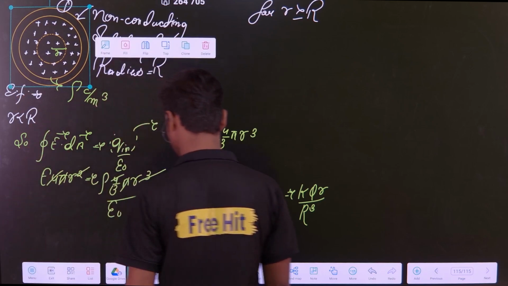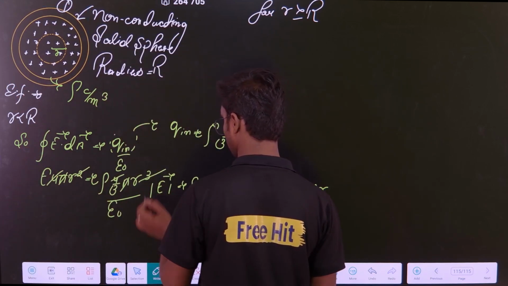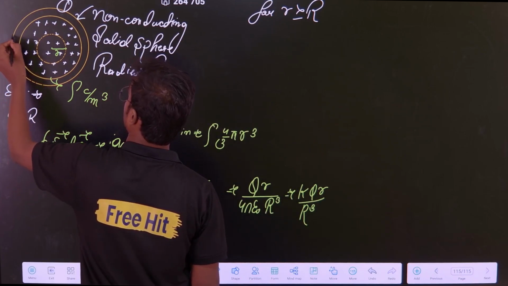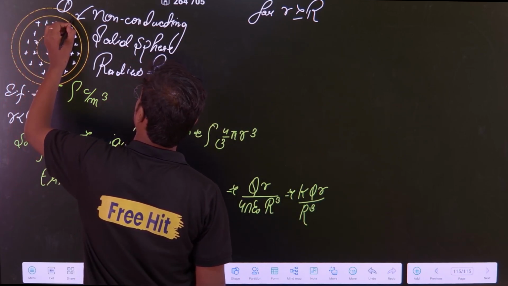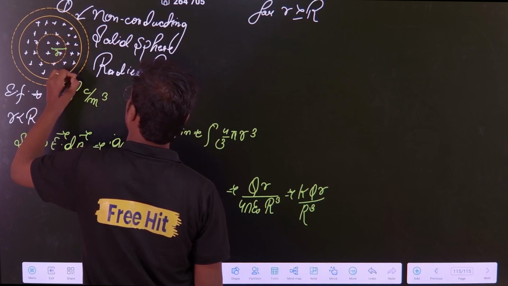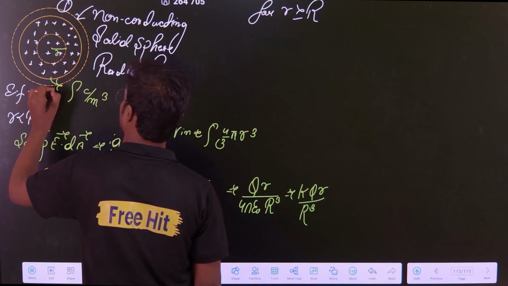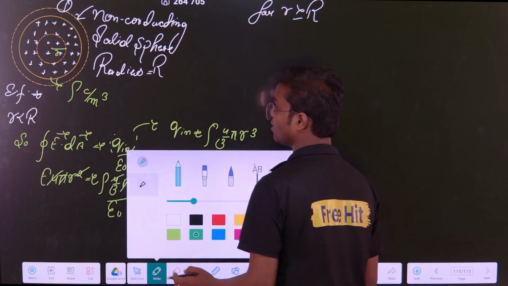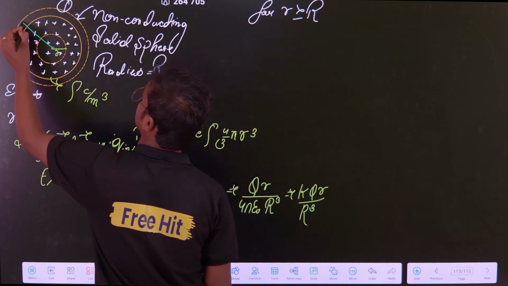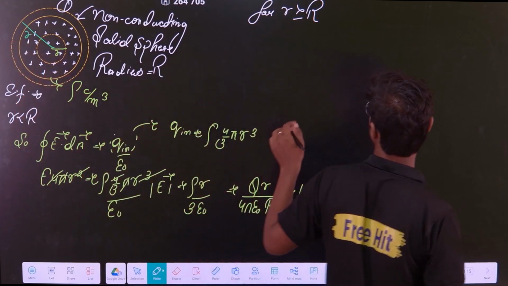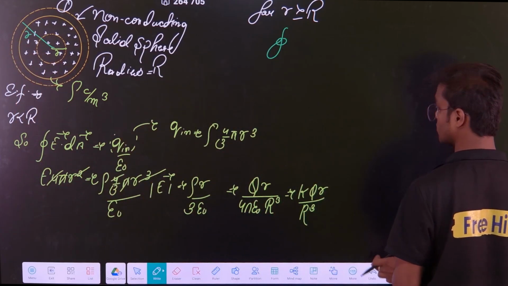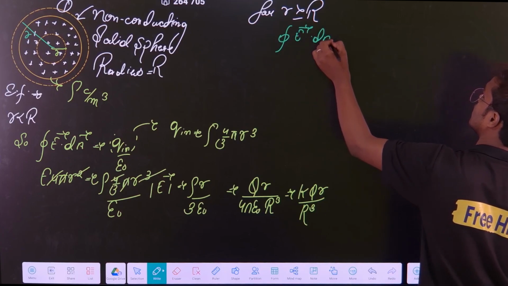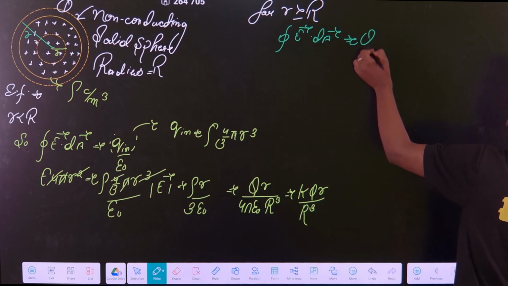Suppose this is my Gaussian surface. Suppose the radius of this Gaussian surface is also capital R, and I am applying Gauss law here. Closed integration of E dot dA vector is equal to Q in by epsilon naught.